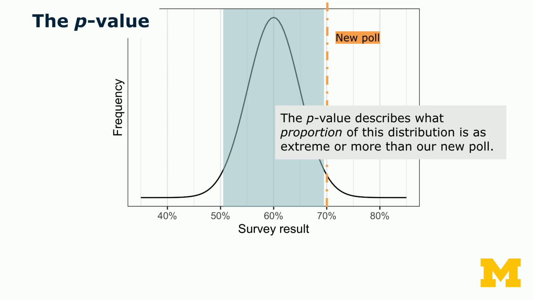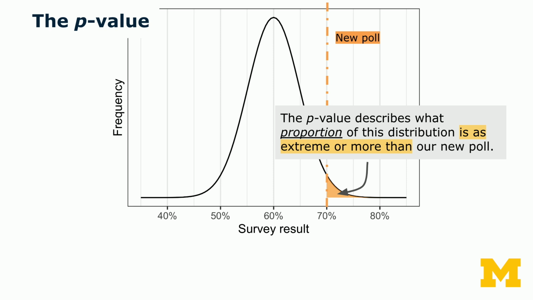And the p-value describes which proportion of this distribution, right? The distribution is this bell-shaped curve. Which proportion of the distribution is as extreme or more than our new poll, that dashed line? So we can see this graphically. So we can actually just shade the area, right? So here we're going to say as extreme or more. So we're going to shade the part of the distribution that is bigger than our new poll.